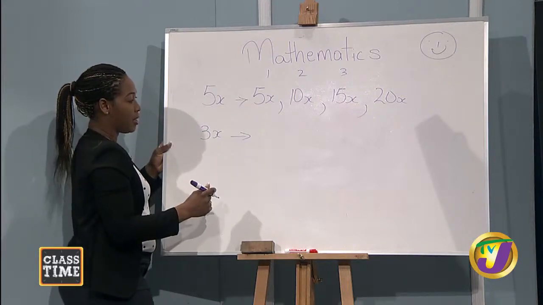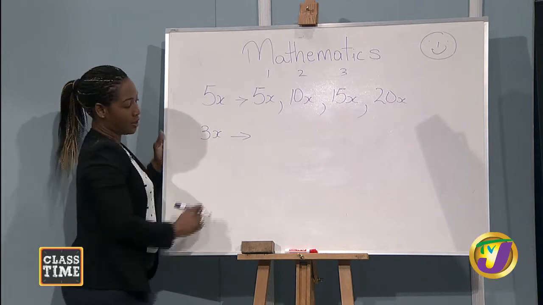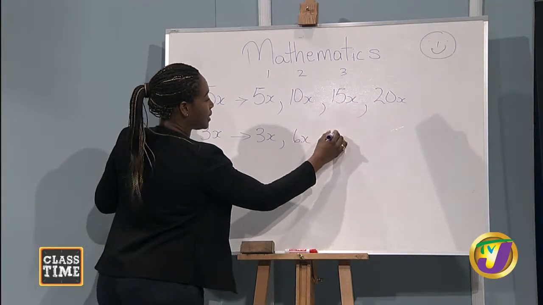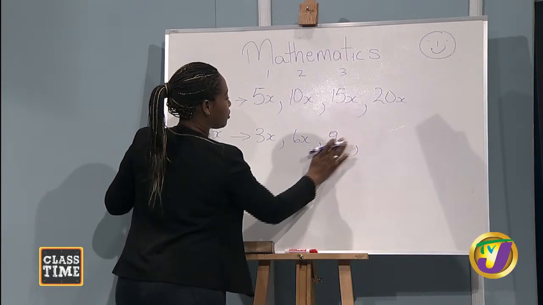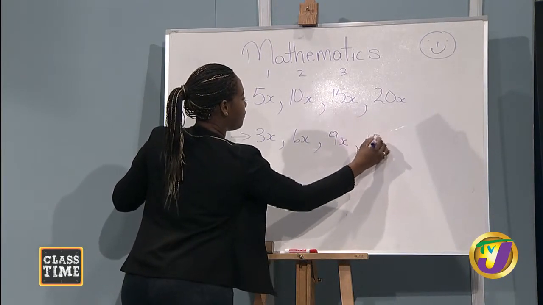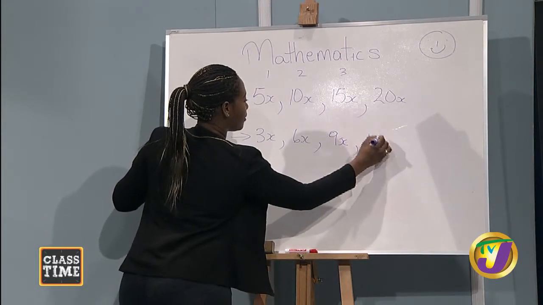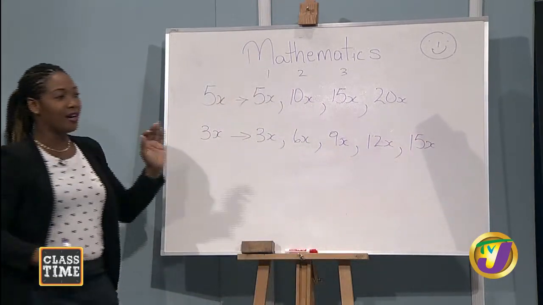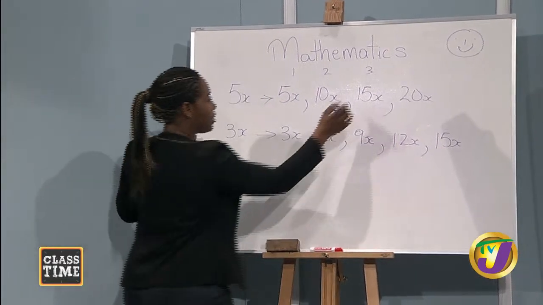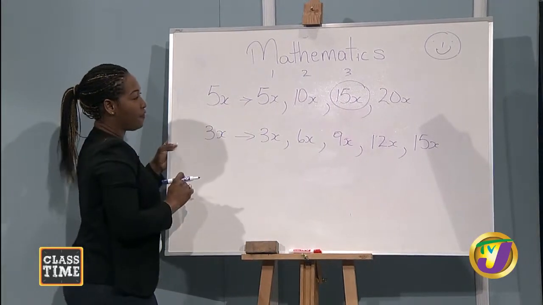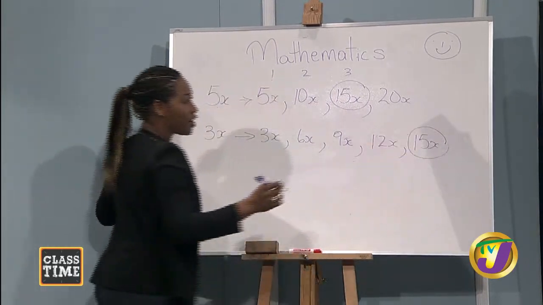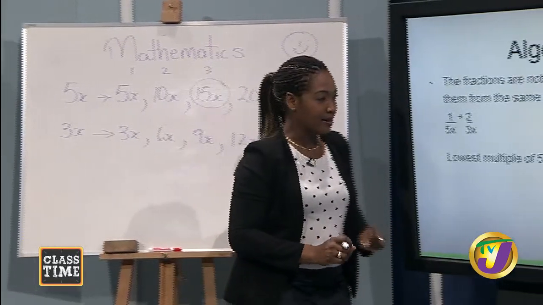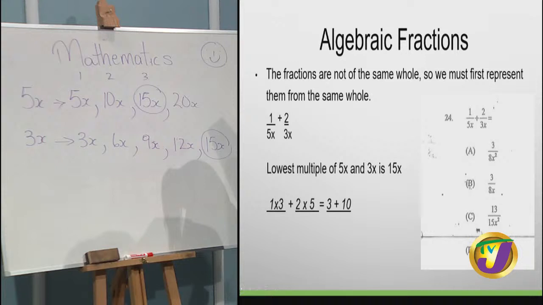So let us look at 3x. What are the multiples? The multiples of 3x would be 3x, 6x, and then we have 9x. Then we have 12x, and then we have 15x. So what we're saying when I talk about the lowest common multiple, it means that when you look at the multiples of 5x and 3x, the first place where they have the same multiple is 15x. Hence why we can use that for our new denominator. All right? So, there we go.